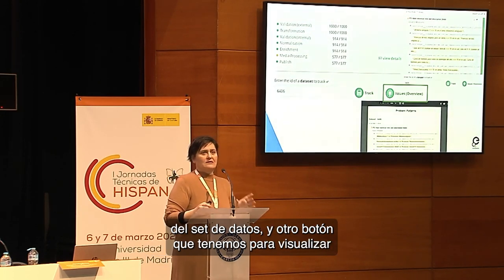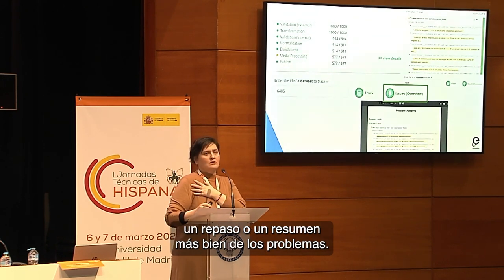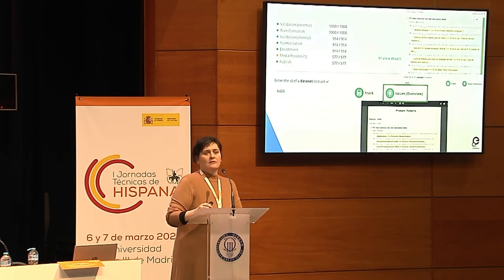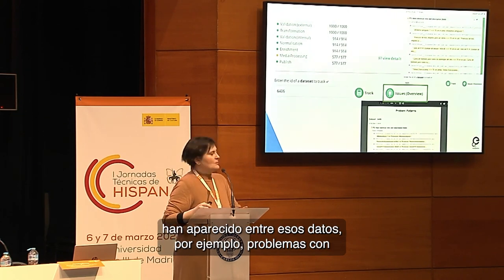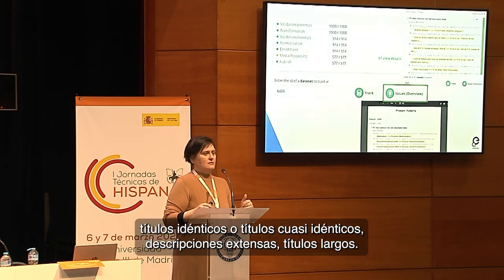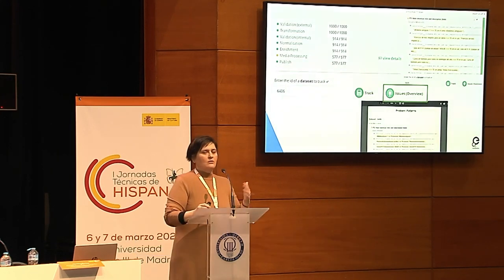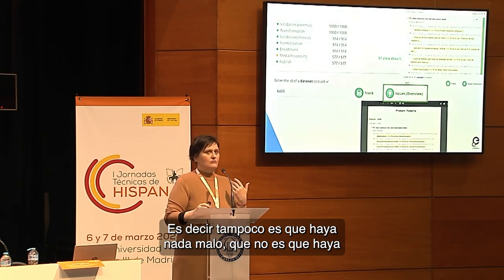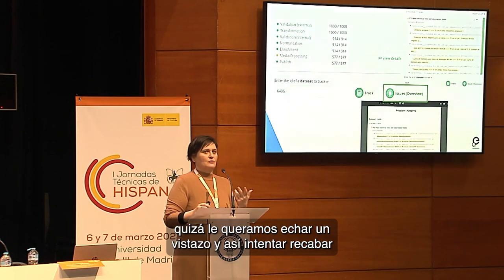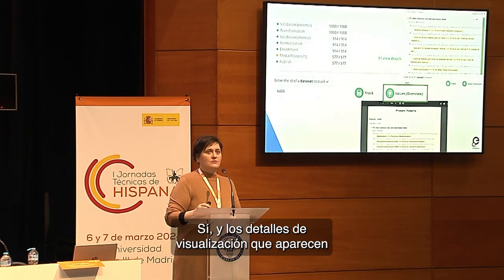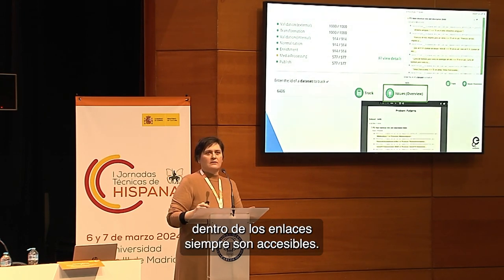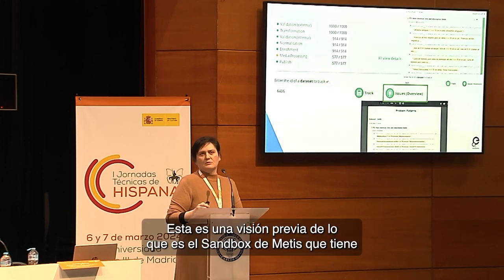There's a button to track the dataset, and there's a button to see an overview of the issues. This is looking at specific problems that appear in the data. So problems with identical or near identical titles, long descriptions, and just long titles. There's nothing wrong about it, but it might be a problem if you want to check and look at it. You can have more insights into the issues here, and the view details and the links are always accessible.